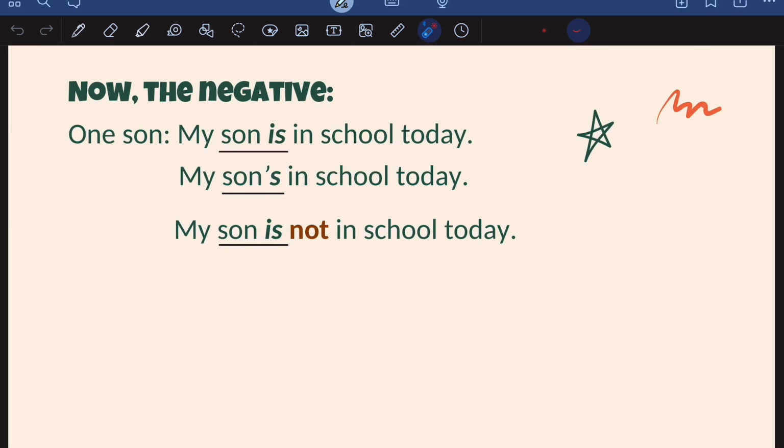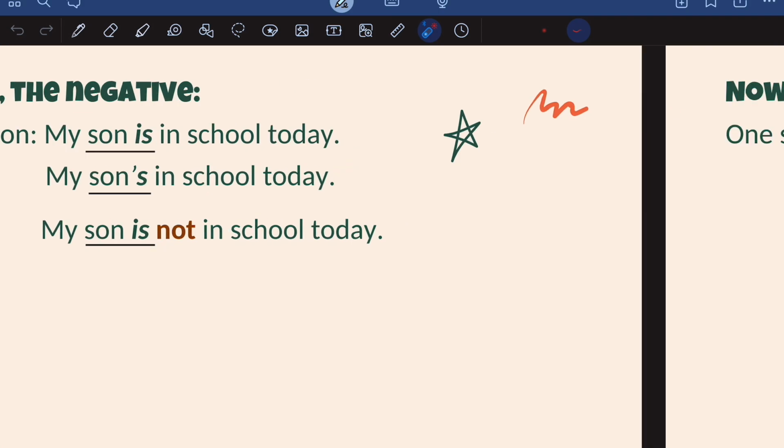Excellent. Now, what if it's not true? What if the sentence is going to be a negative sentence? If it's true, we say my son is in school today. In the negative, we say my son is not in school today. Pretty simple, but again, we love contractions. So we want a contraction here.